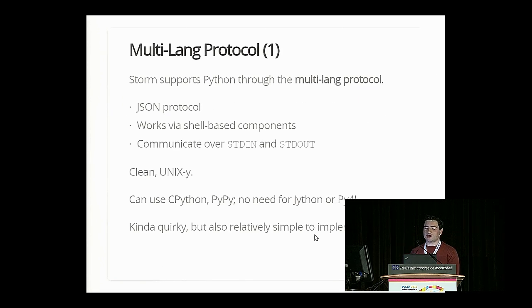So the way that Storm works with Python is through a protocol that's called the multi-lang protocol. The multi-lang protocol is basically a simple JSON protocol that works over shell-based components. You communicate over standard in and standard out. It's very clean and Unixy. For people who have used Spark, for example, Spark tries to implement stuff like this with weird hacks that go into the JVM. That's not what Storm chose to do. Instead, it's just a very clean, almost Unix-like system where you communicate JSON data coming out of your processes and you receive JSON data in. It's a little bit quirky, but it was easy enough for us to implement.